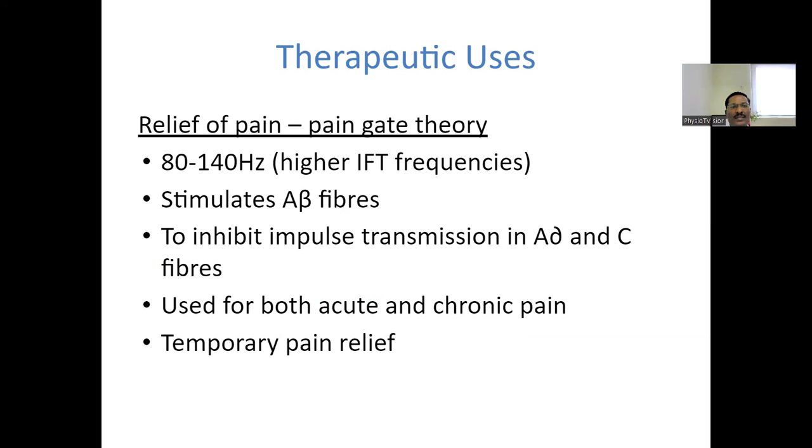Coming to the therapeutic effects, the first therapeutic effect, as we discussed earlier also, is the relief of pain. This is best achieved by 80 to 140 hertz, which is very similar to the high conventional mode TENS. The mechanism by which the pain relief is achieved is by the stimulation of the A beta fibers. When A beta fibers are stimulated, as we already know, they inhibit the impulse transmission of the A delta and C fibers, which are the ones that carry the dull aching pain. This can be used for both acute and chronic pain, but the only thing is the relief will be temporary.